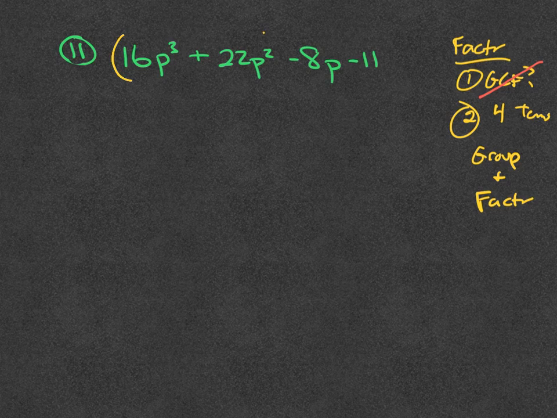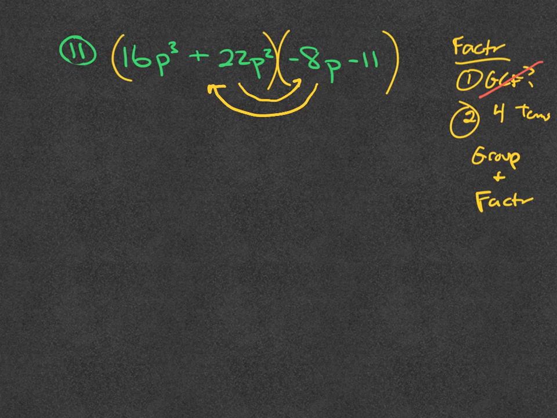So on a lot of these, you can group the first two, group the third and the fourth. If you group the first two, they're both even, so you can take out at least a 2. And then they both have p's, so you can at least take out a p. But if you look at the second grouping, negative 8p minus 11, there's not any common factor there. So what I would recommend is swapping these middle terms.